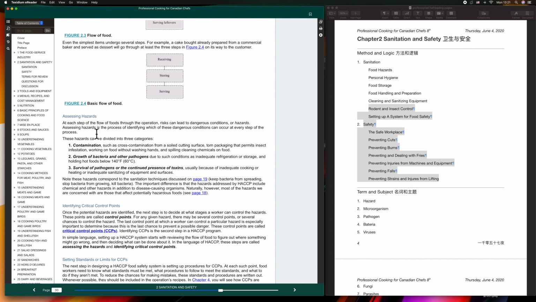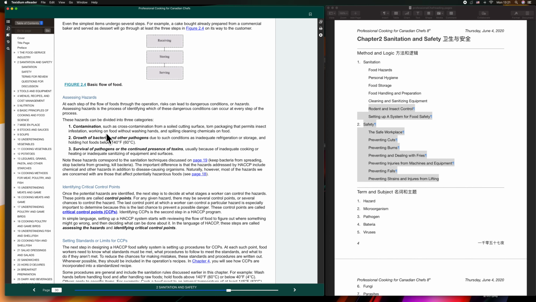At each step of the flow of food through the operation, risks can lead to dangerous conditions or hazards. Assessing hazards is the process of identifying which of these dangerous conditions can occur at every step of the process. These hazards can be divided into 3 categories.